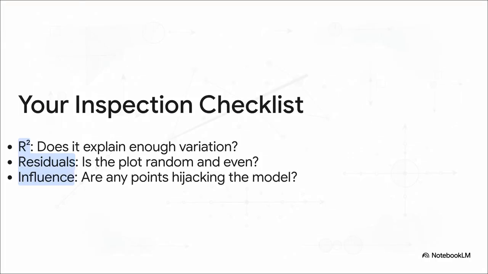So what's the big takeaway here? I want you to have this 3-point inspection checklist for any regression line you ever make. Number 1, check that R-squared. Is it explaining enough of the story? Number 2, look at the residual plot. Is it a beautiful, random mess like it's supposed to be? And number 3, hunt for those influential points. Is one single point hijacking your results? If you can answer these 3 questions, you'll know for sure if you can trust your line.